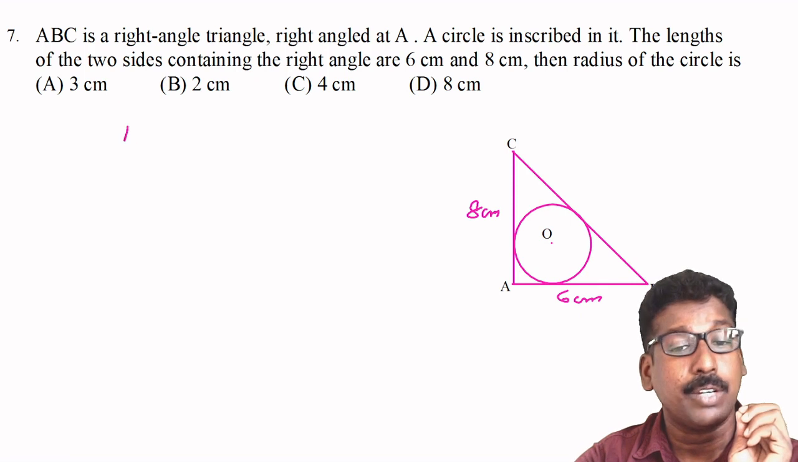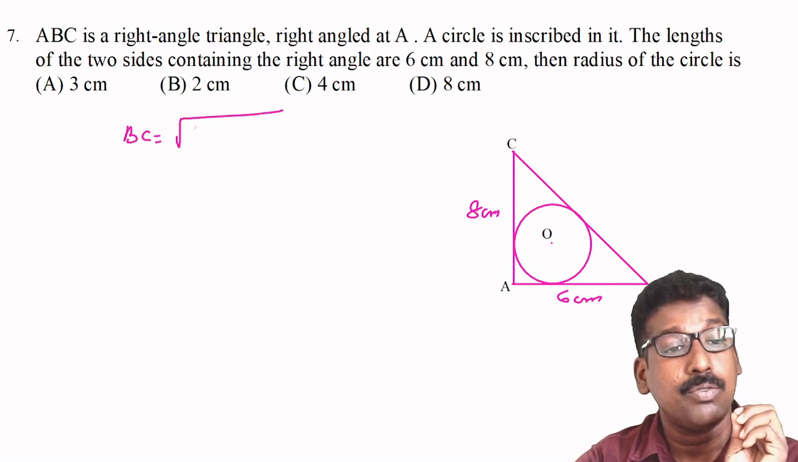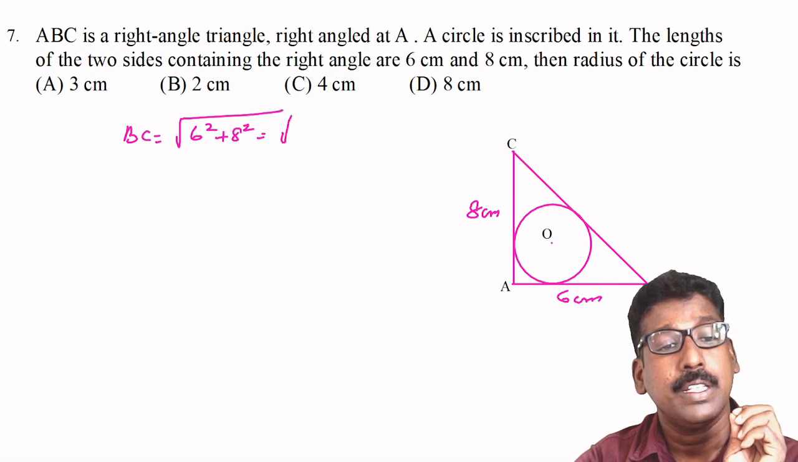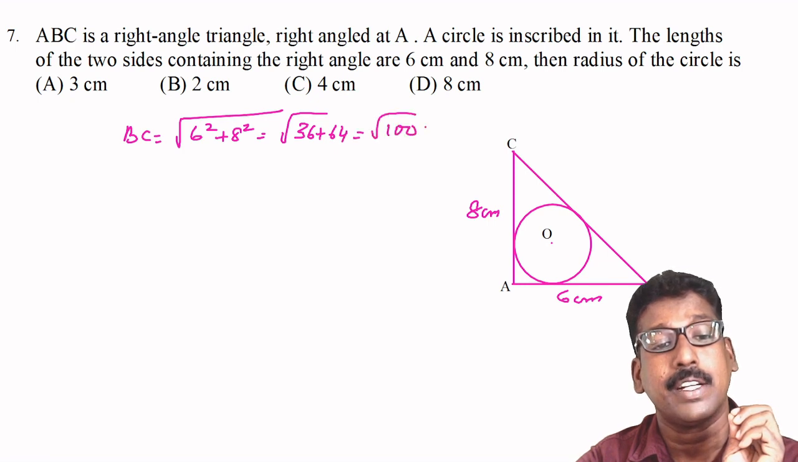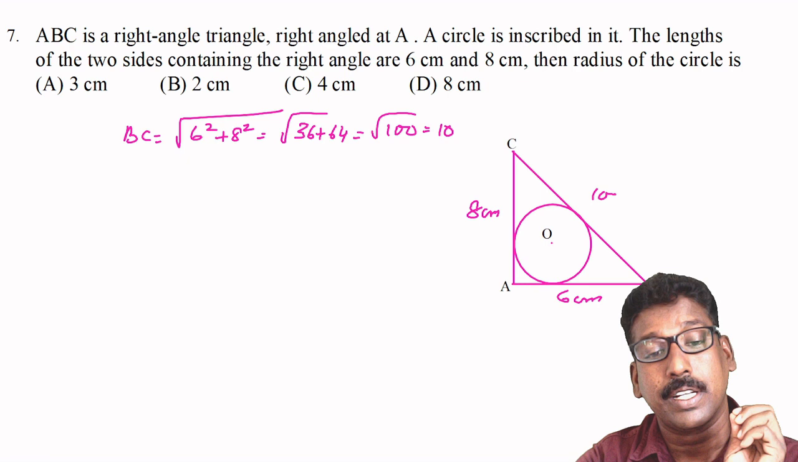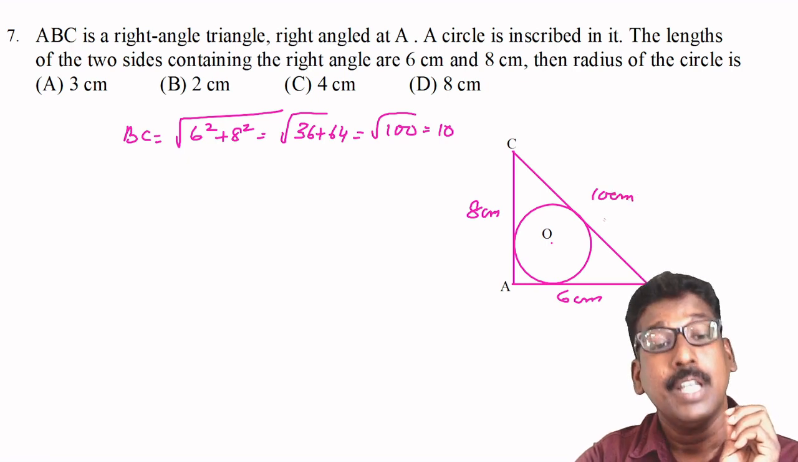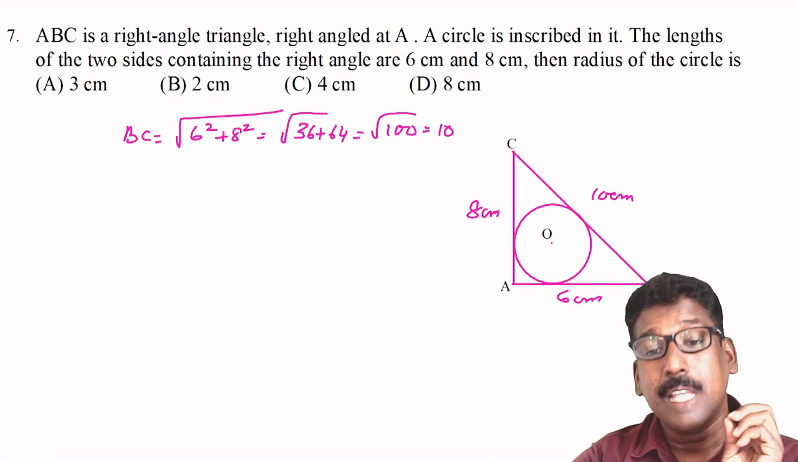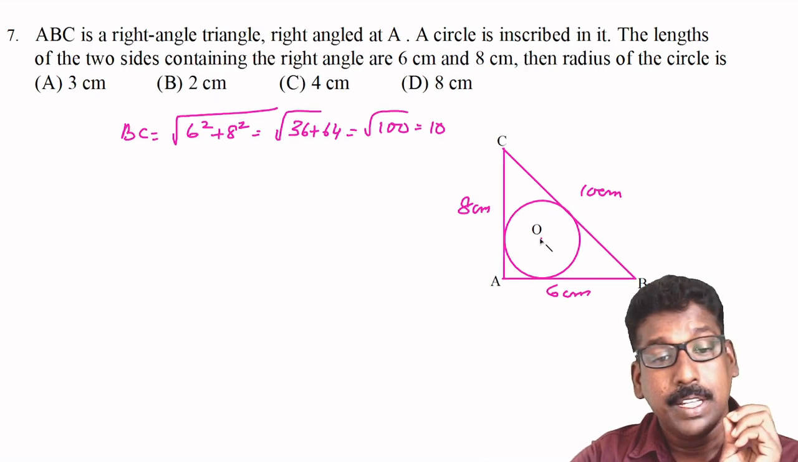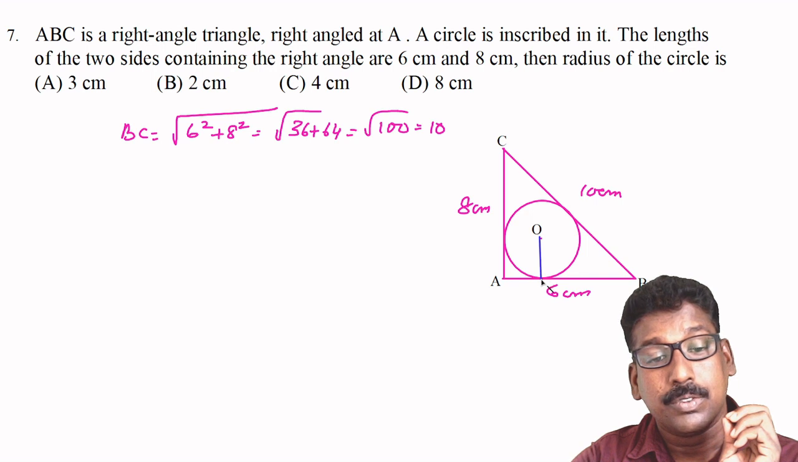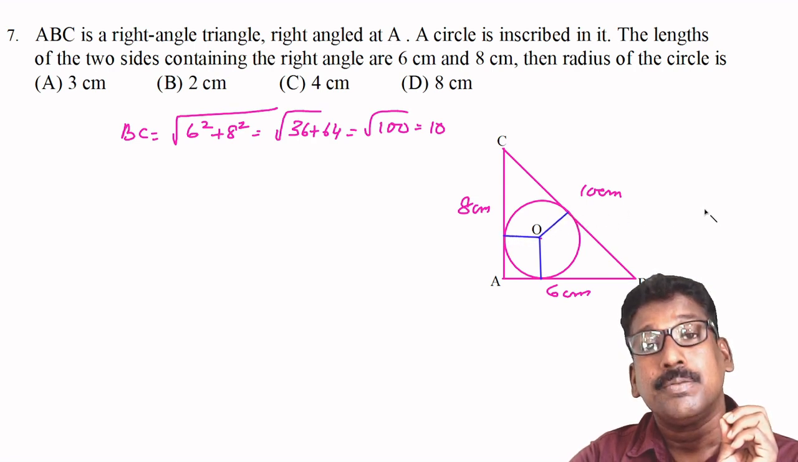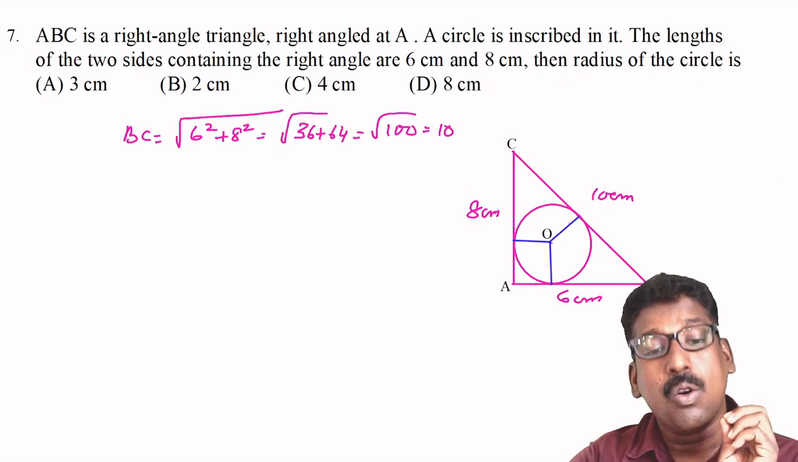Then by Pythagoras theorem you can find out BC. BC is square root of 6 square plus 8 square, that is square root of 36 plus 64, square root of 100, which is equal to 10. So BC you can write as 10 centimeter. Now we have to find out the radius. Let me draw some of its radii. Let this be one radius, this also one radius, this also one radius. All these radii will be perpendicular to the sides.